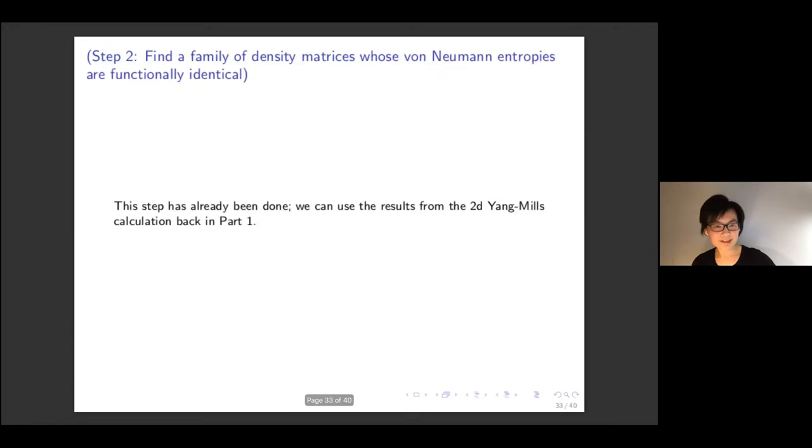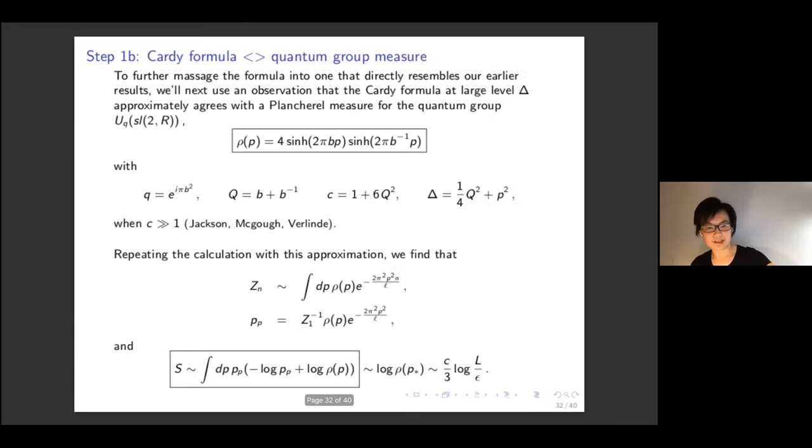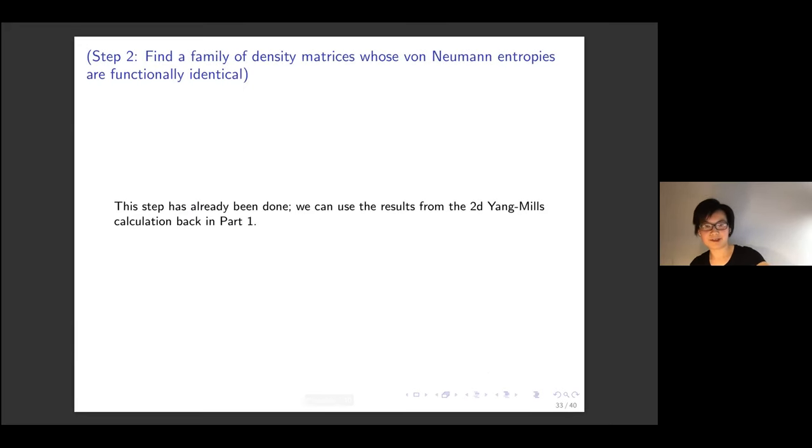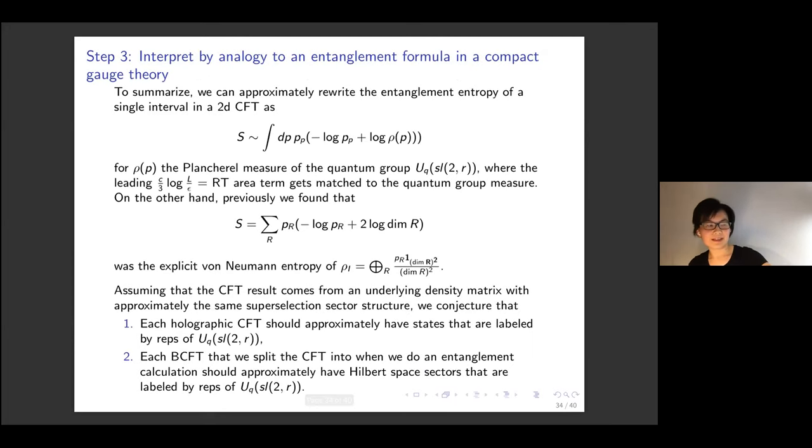Yeah. So in this case, this formula exactly resembles the one from part one. So we could just pull over the toy model from that case. And so here's the comparison slide, right? So we can approximately rewrite the entanglement entropy of a single interval in a 2D CFT this way at the top. Rho here is the Plancherel measure of this quantum group. And the leading c over 3 log L over epsilon, or RT area term, gets matched to it.